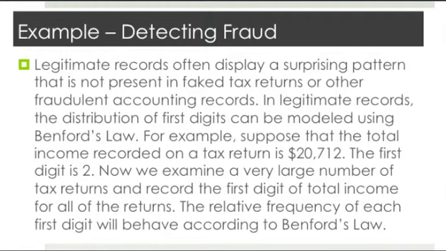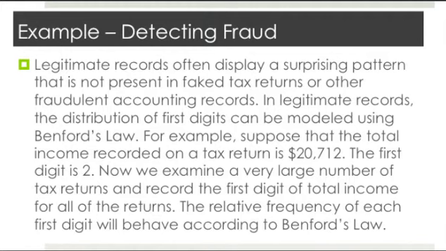In legitimate records, the distribution of first digits can be modeled using what we call Benford's Law. You can look this up in Wikipedia to learn more about it if you'd like. For example, suppose you have a total income recorded on a tax return of about $20,712, and the first digit there is a 2. Benford's Law tells us about how that first digit is distributed.